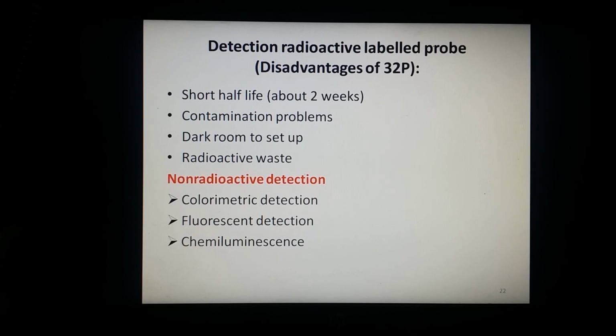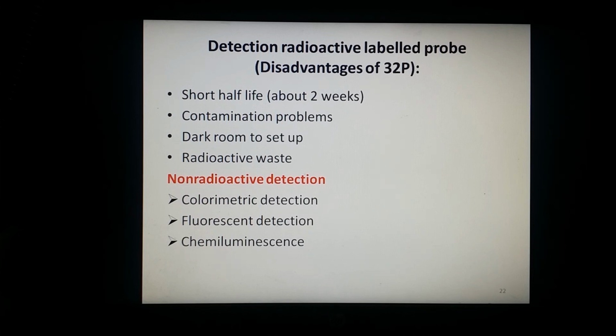The third is that you also need access to a dark room to set up and develop films. And the fourth is that you need to spend money to dispose of the radioactive waste, because radioactive waste is deadly, and if someone comes in contact with it, the consequences are really horrible. So you have to discard these radioactive elements with much care. So these are the disadvantages.